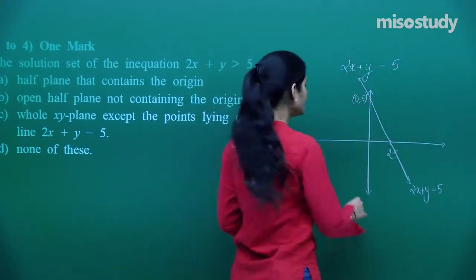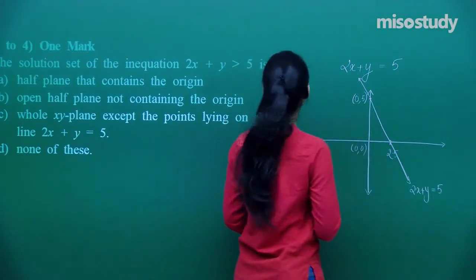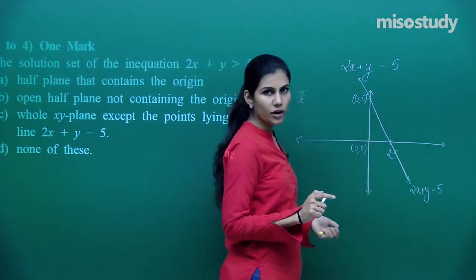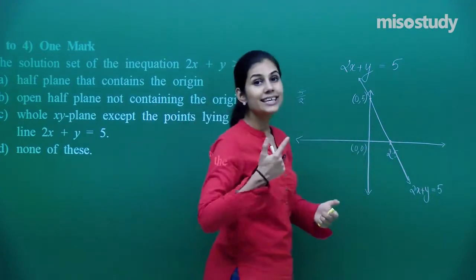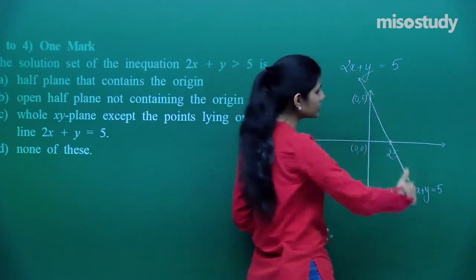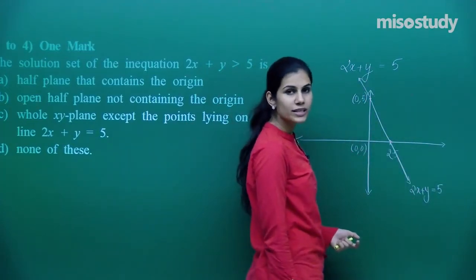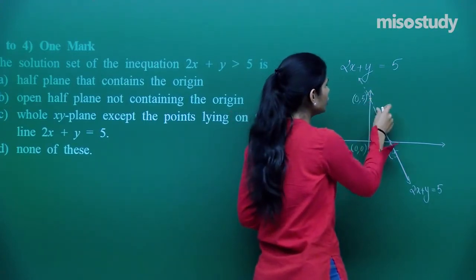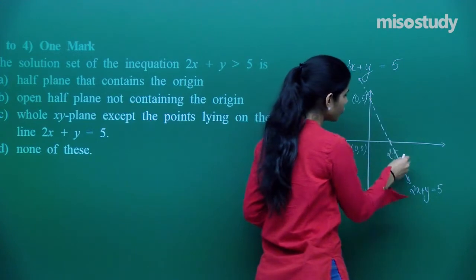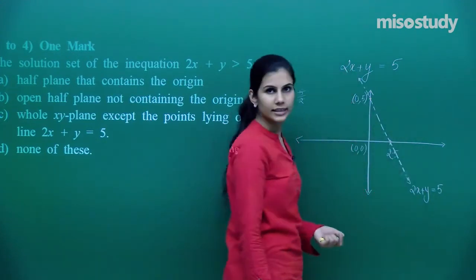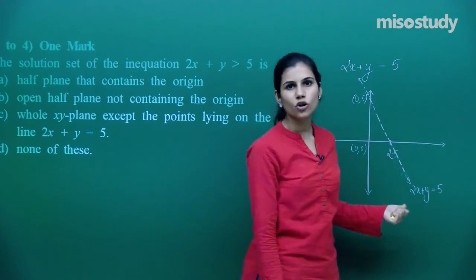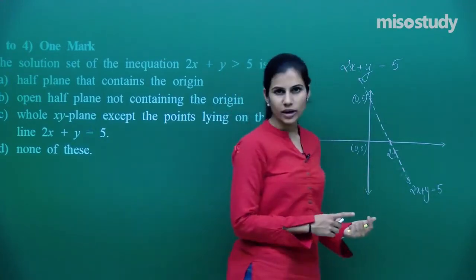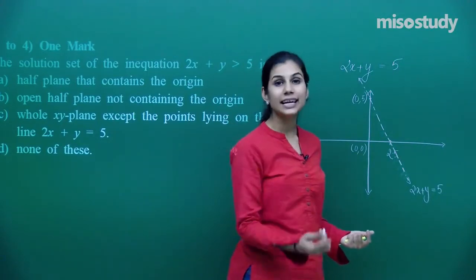I am interested in the region represented by 2x plus y strictly greater than 5. I am not interested in the set of points for which 2x plus y is equal to 5. All these points lying on this straight line satisfy 2x plus y equal to 5, and I am not interested in such points. So I draw this line as a dotted line because I do not want to collect all those points which satisfy 2x plus y equal to 5. I am interested in the set of points which satisfy 2x plus y greater than 5.